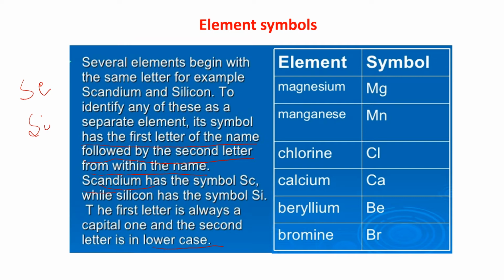See, magnesium, we have taken the symbol Mg. Manganese, Mn, because both start with M, so G and N are taken from the name. Chlorine is Cl, because carbon also has the symbol C. Carbon is C, and calcium is Ca. Both start with C, so Cl and Ca. Beryllium, Be. Bromine, Br.